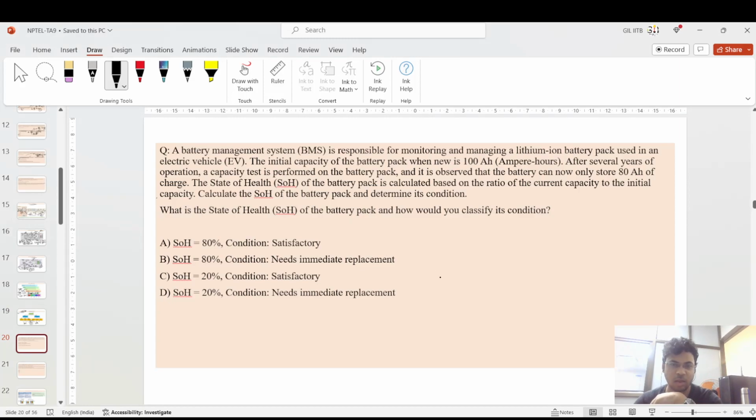Okay, A and D, two options. Are you sure? They are saying A and D. Maybe only one option must be correct. This is not a multiple choice question. Okay, D is correct. Okay.